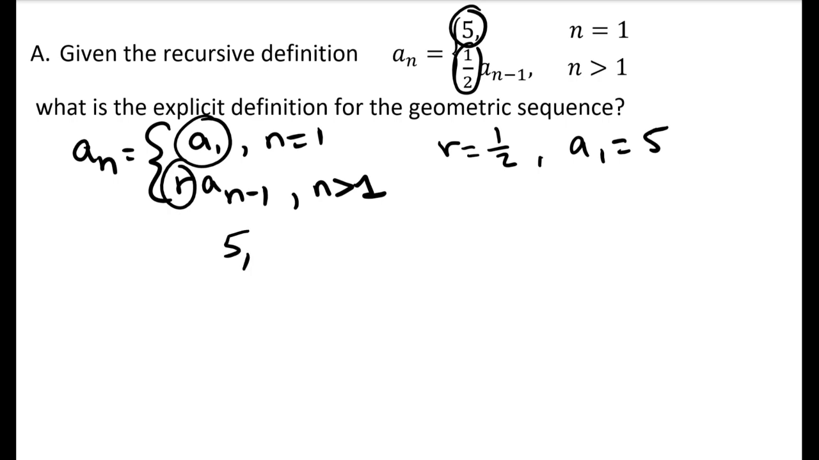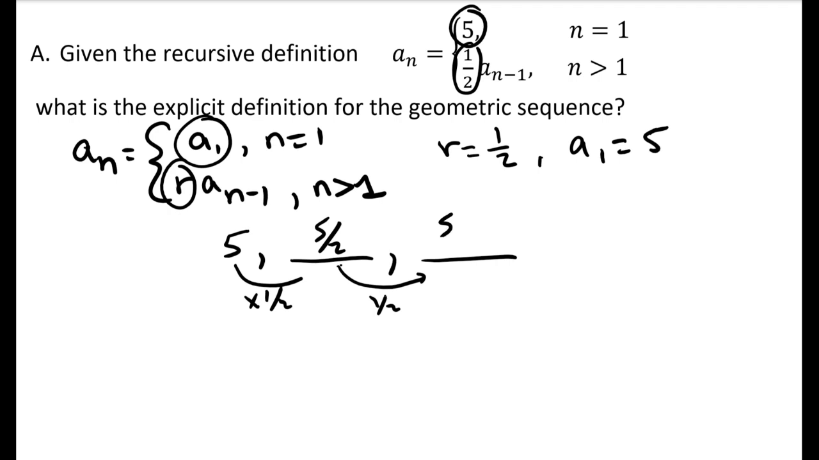Let's go ahead and write out what the sequence looks like. To get the next number, you're going to take the previous term, which is 5, and multiply by 1/2. So if we times 5 by 1/2, we're going to get 5/2. To get the next term, you're going to take the previous term, multiply by another 1/2, which is 5/4. And then you're going to keep going. So then you times that by 1/2, and now you get 5/8, and so on.